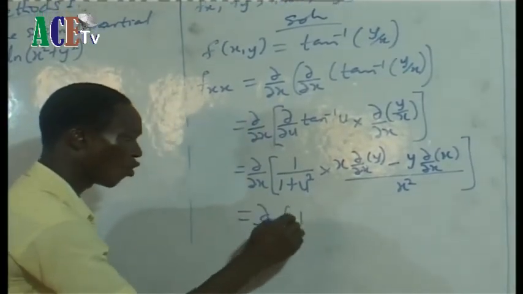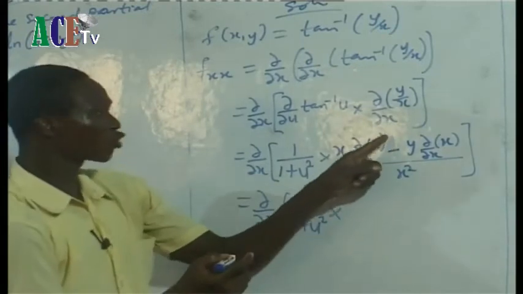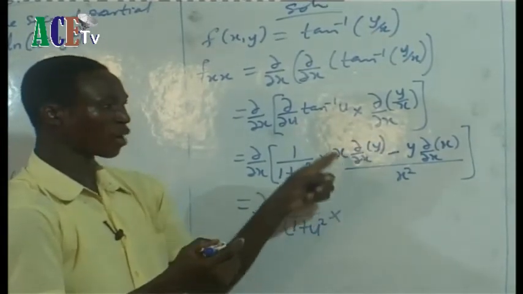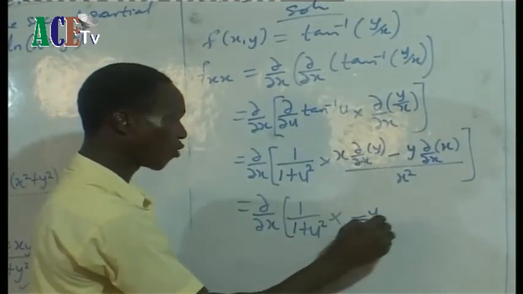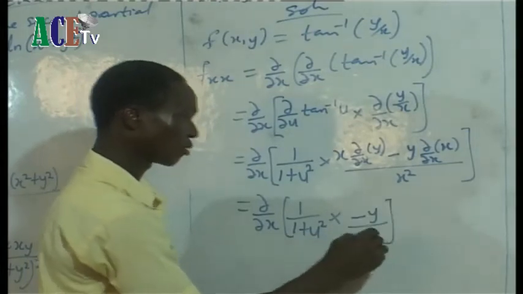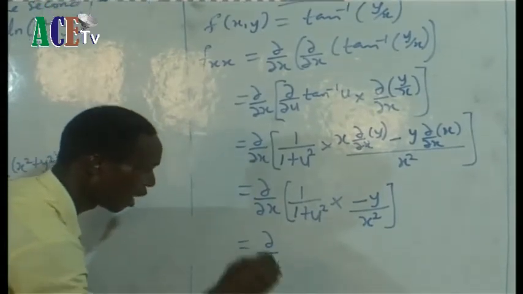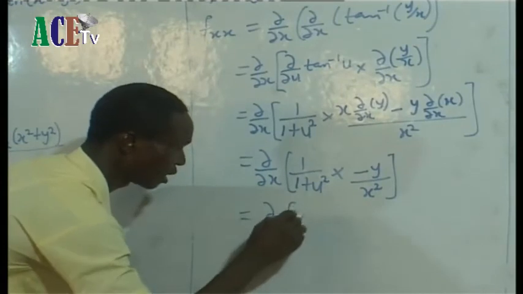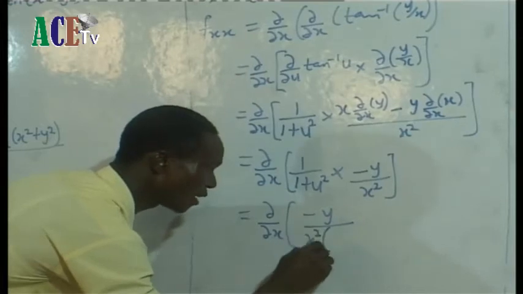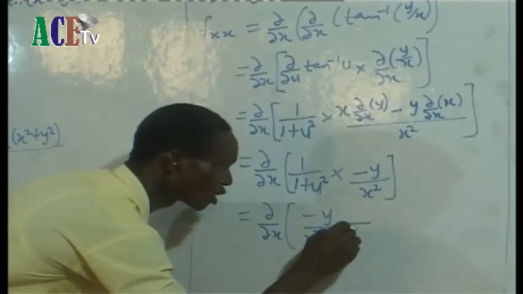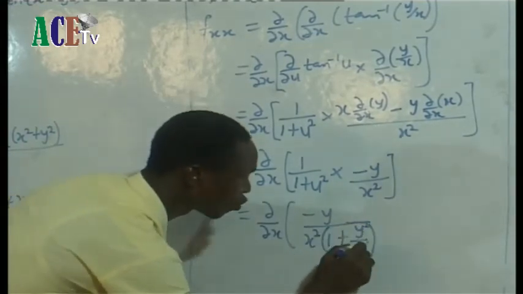This one will give me d/dx of 1 over 1 plus u squared times, this one will be 0. There is no x here. This one will be 0. Then this one will give me 1. That is minus y over x squared. This one will give me d/dx of minus y over x squared into 1 plus y over x, everything squared.